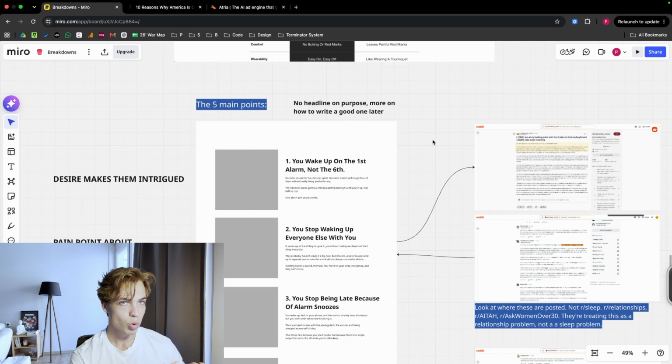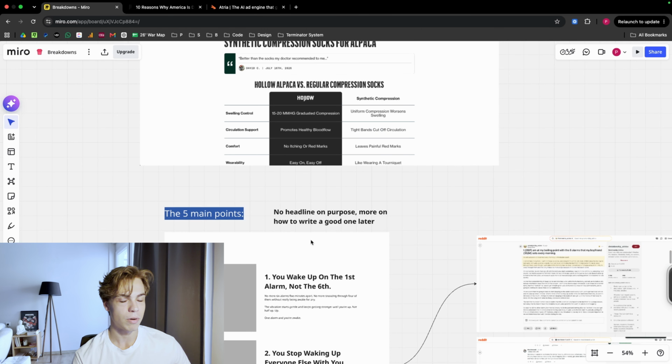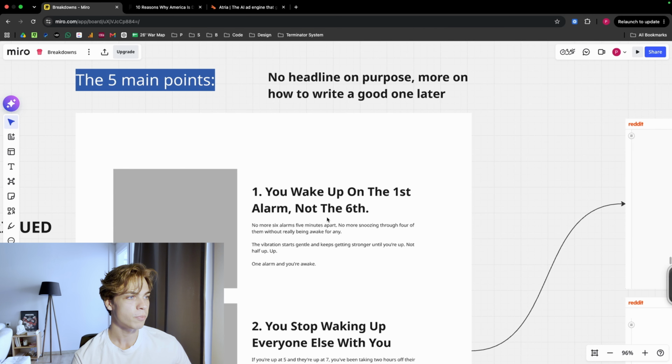I basically went on Reddit, found some things that are going to actually make good points, right? So for example, the first point is one of the things that you must have: the desire that is going to make them intrigued. This is a very simple page that they could add between their ad and their product page. So first point, you wake up on the first alarm, not the 6th.